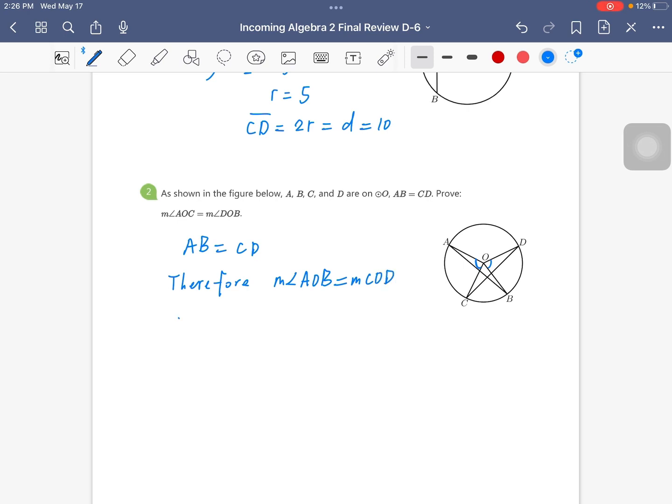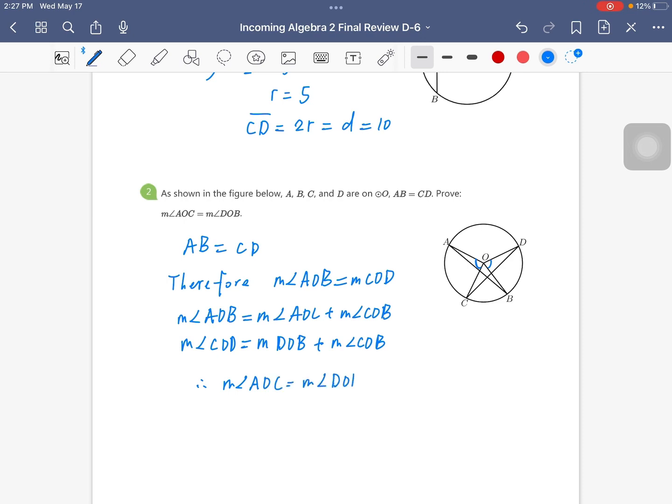And the angle AOB equals the angle AOC plus the angle COB, and the angle COD equals the angle DOB plus the angle COB. So the angle COB cancels out, and the angle AOC equals the angle DOB. So this is a review of the relationships between arcs, chords, and central angles.